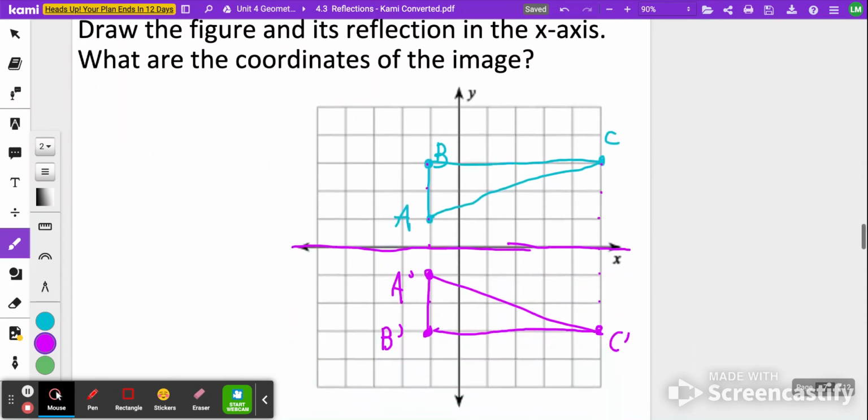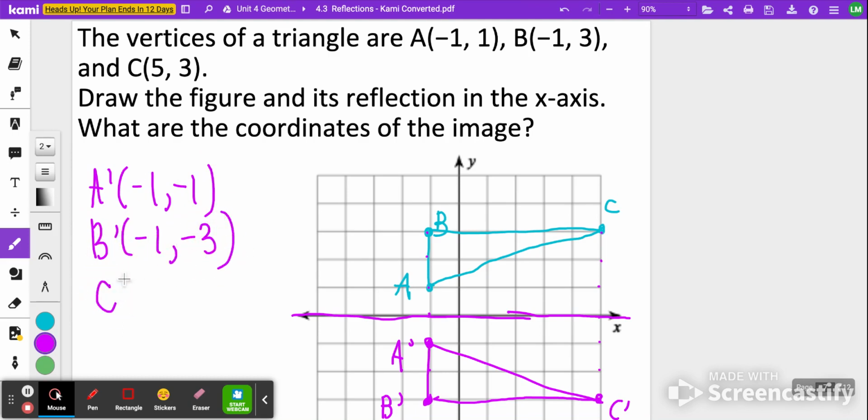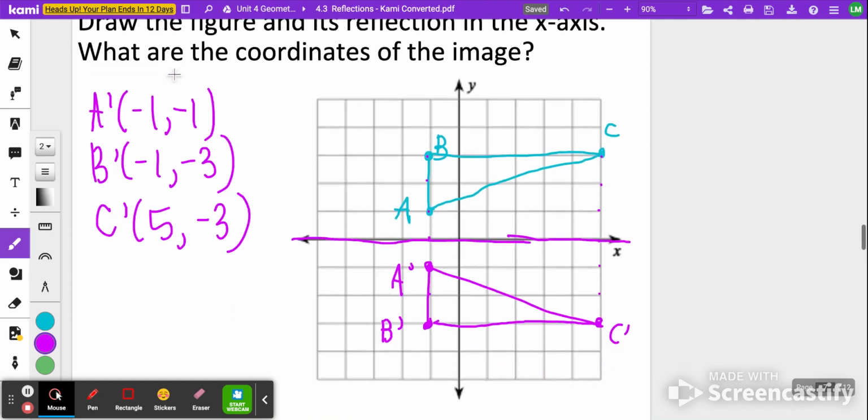The new coordinates of the image are going to be as follows. A prime is now at -1, -1. B prime is now at -1, -3. And C prime is now at 5, -3. Notice how each one of these changed the second value, which is the y value, in their ordered pairs. The 1 went to a negative, the 3 went to a negative, and the 3 went to a negative.